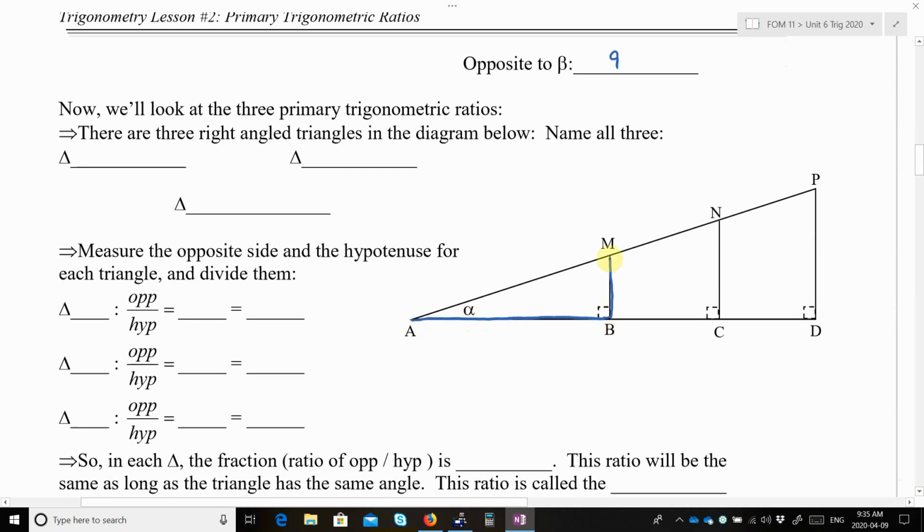It goes from A to B to M. Okay, the second one is the middle one. It goes from A to C to N. And finally, the third right triangle goes from A to D to P, like that.